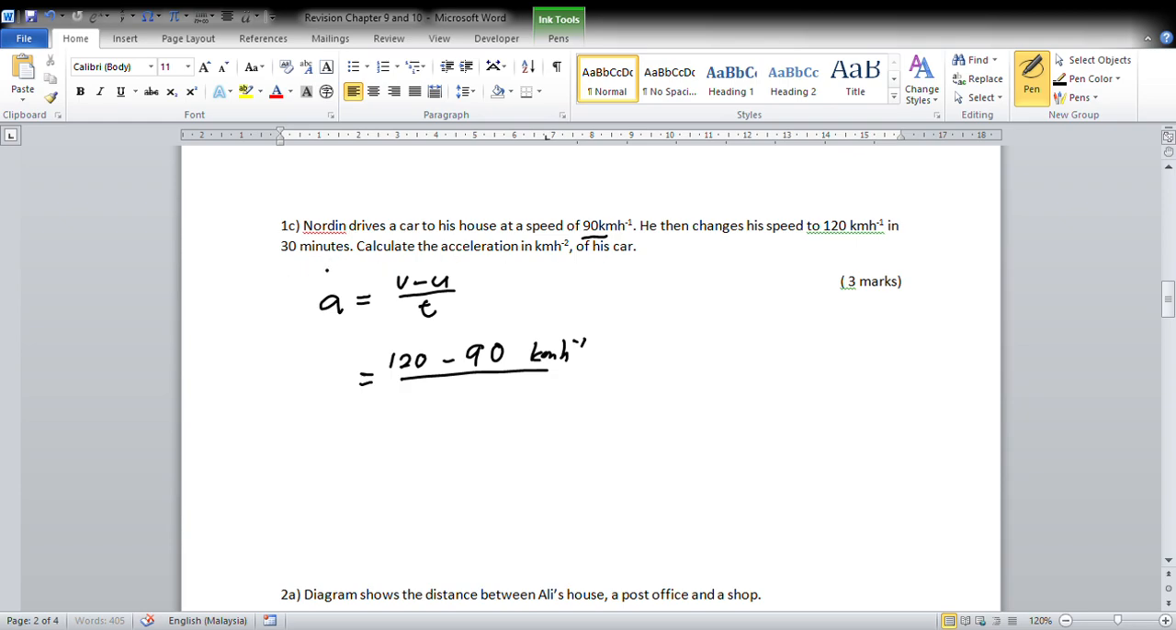Can you change 30 minutes to hours? 30 minutes is equivalent to half an hour, right? So it's 0.5. So you will get 120 minus 90, divided by 0.5. Solve this part and you have 60 km per hour squared. So here is the answer for question 1. Please continue for question 2.